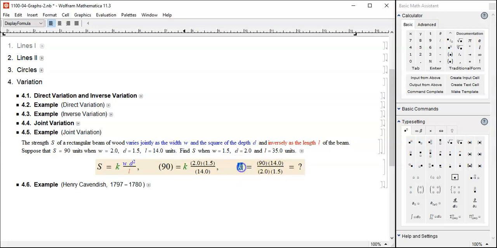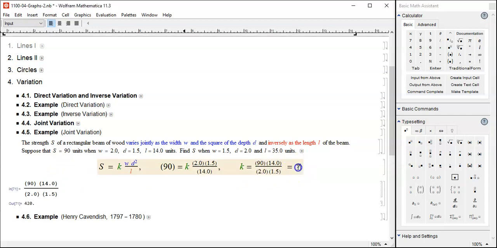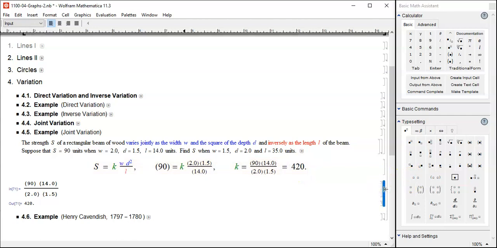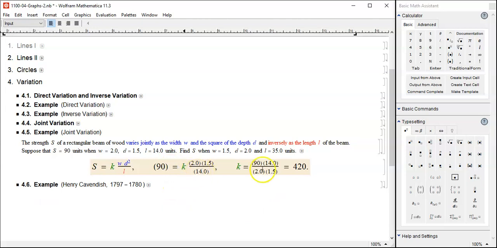So what do you have? What is your K value? Punch in the calculator and you have 420. So that is your K value. So that's step 1 and step 2. Is everybody happy with this? All good?